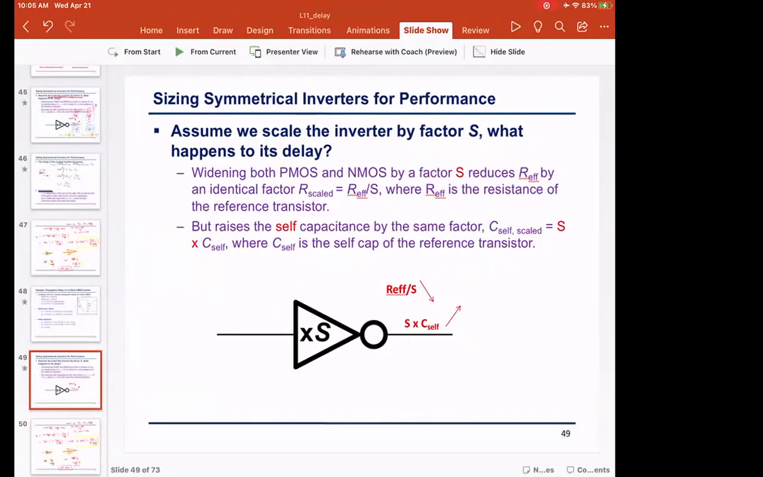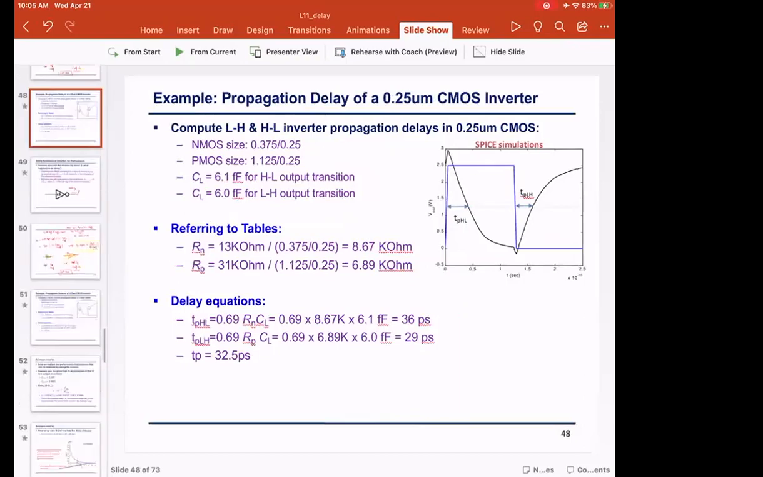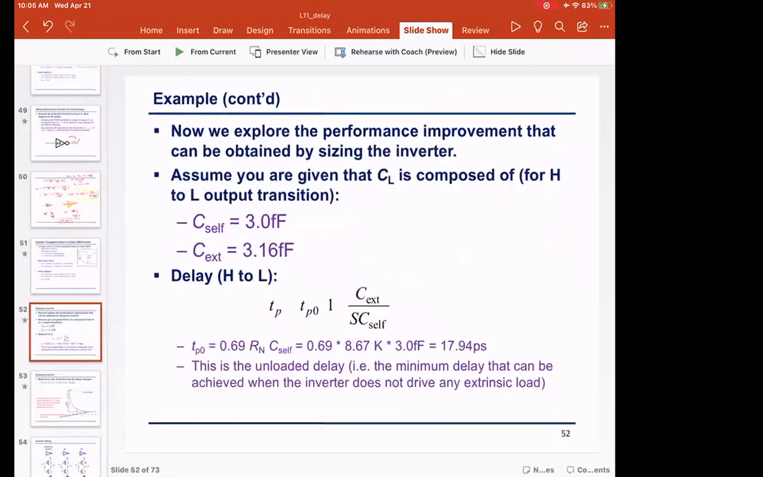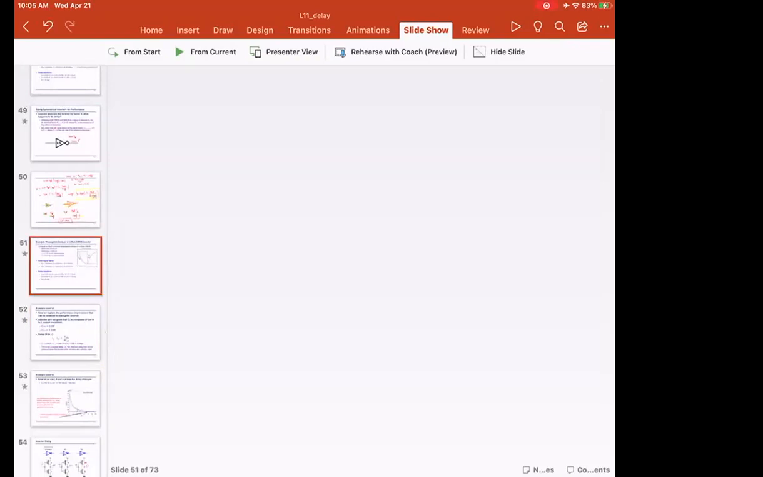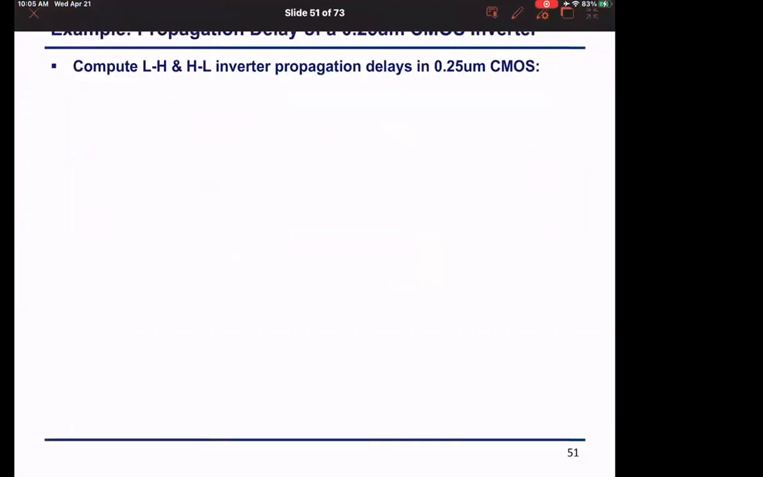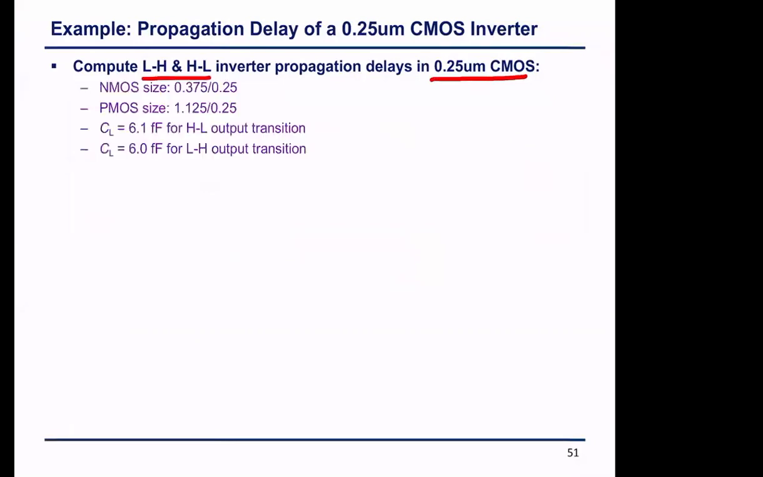Now let us check what happens if I am sizing the inverter. So let us look at this slide here. Let us look first here at the individual inverter. In this example, I have a 0.25 micrometer CMOS technology, and I want to compute the low to high and high to low inverter propagation delay and then study the effect of sizing.